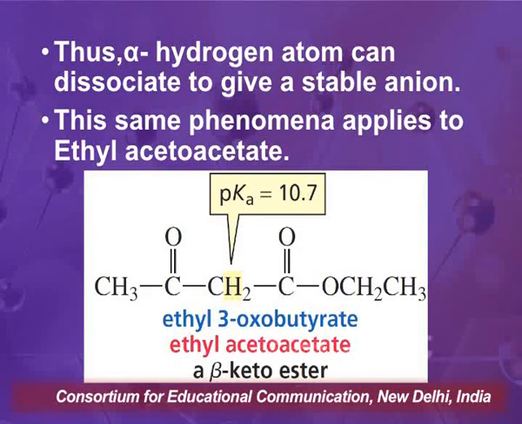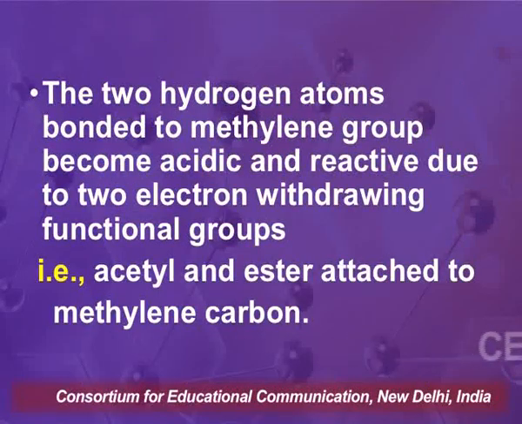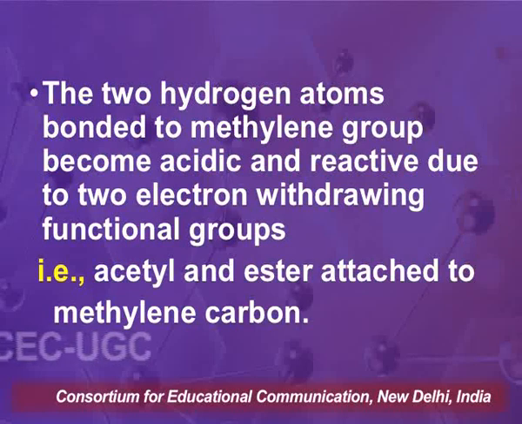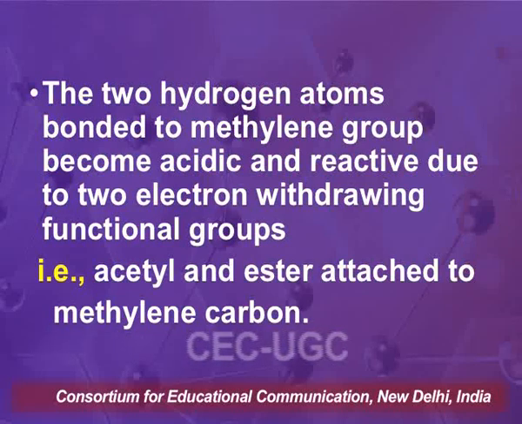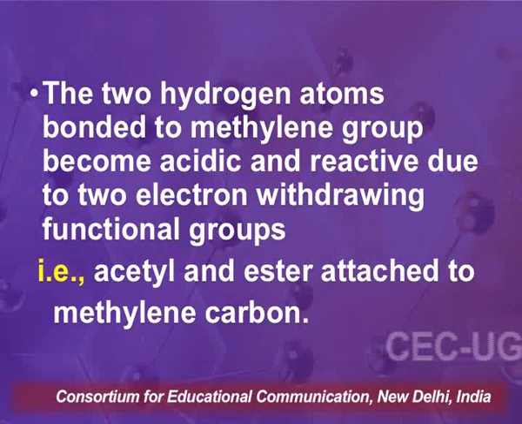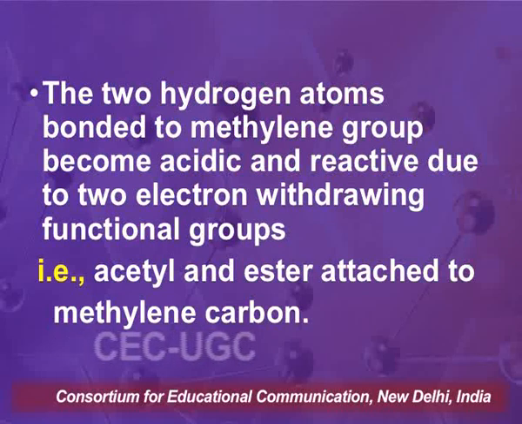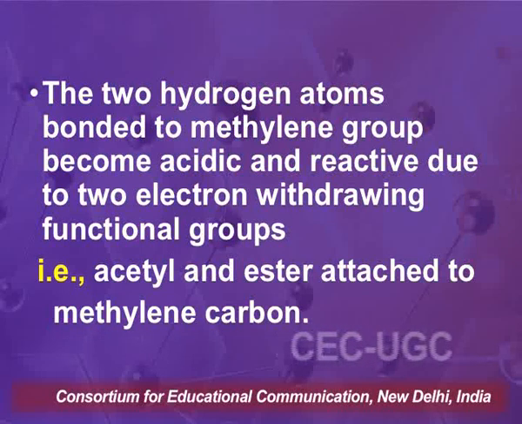When they pull the electrons towards themselves because of the minus I effect, the bond between carbon and hydrogen will become weak. As a result, the bond will break, and the hydrogen will be eliminated as a proton. So we say the two hydrogen atoms bonded to the methylene group become acidic and reactive due to two electron withdrawing functional groups, one being the acetyl group and the other the ester group.